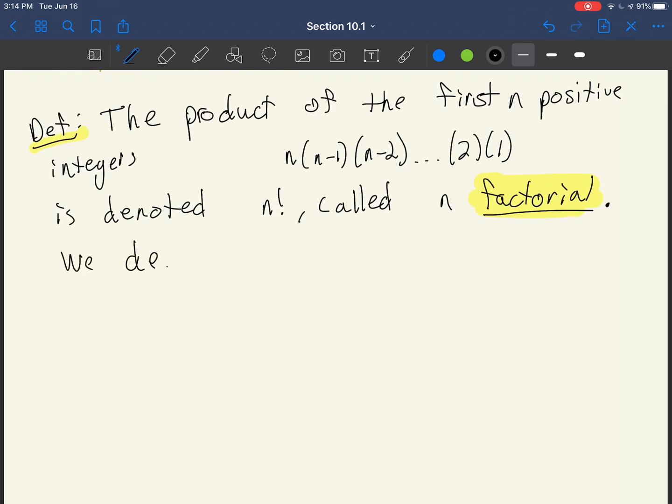By convention, we define 0 factorial, the product of the first 0 positive integers, to just be 1. There's a combinatorial reason for this. Factorial is going to be the number of ways that you arrange n people in a line. And if you have no people in the line, there's only one way to have that, and that's an empty line. And that's where we get the 1 from.